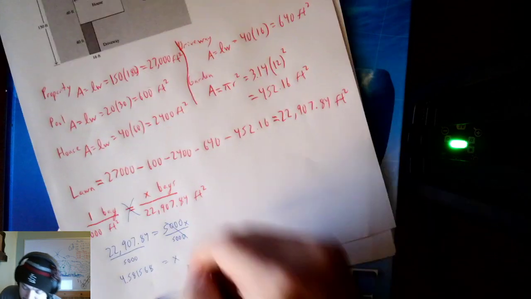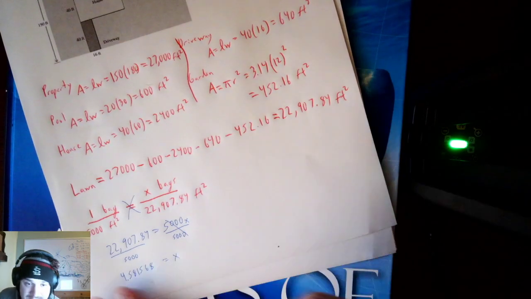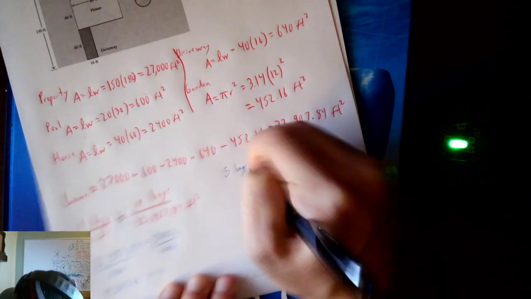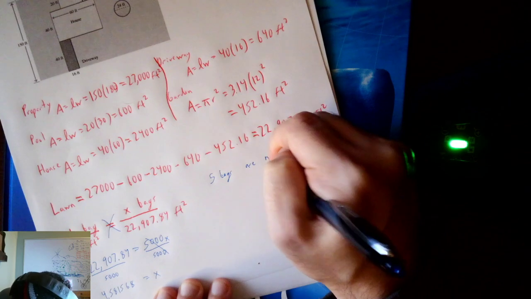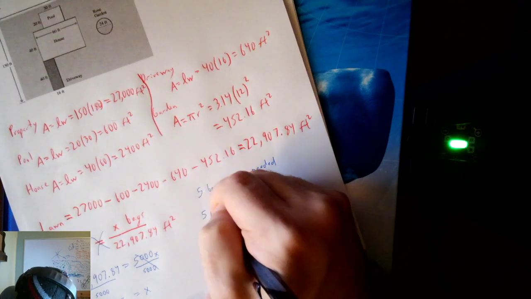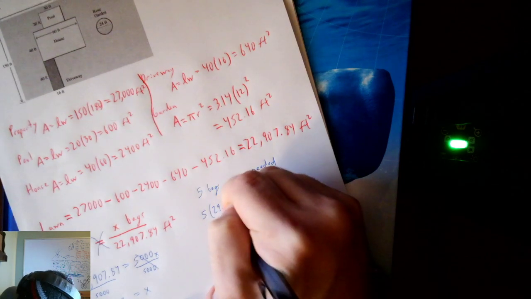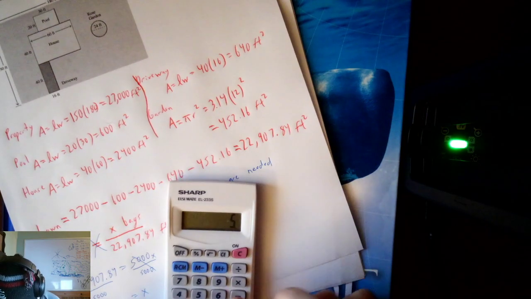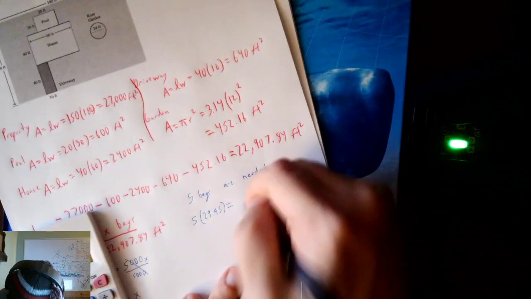Now, can I buy a decimal number of bags of fertilizer? No, right? So I'm going to round up to 5 bags needed. 4 wouldn't be enough, right? I know I need more than 4, so I need 5 bags of fertilizer. Well, if they cost $29.95 each, 5 times $29.95 will give me $149.75.